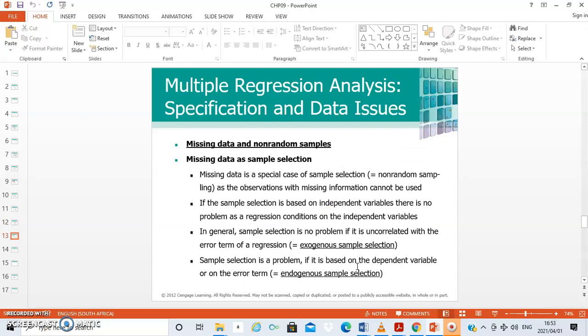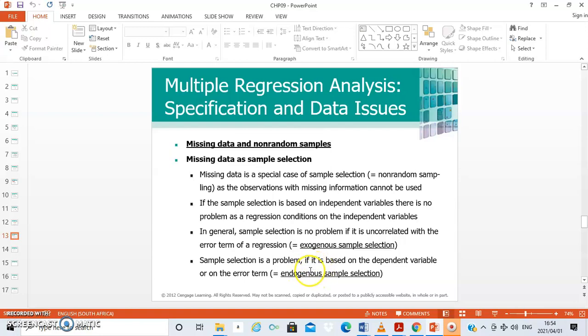Okay, we also know that sometimes we have an issue with our sample, where we have missing data. This can only become problematic if the missing data has got to do with the dependent variable. But if it's got to do with an independent variable, it should not be a problem because it's usually uncorrelated with the error term of the regression. But in terms of the dependent variable, it definitely is a problem, especially if it's based on the dependent variable or on the error term, because this becomes endogenous.